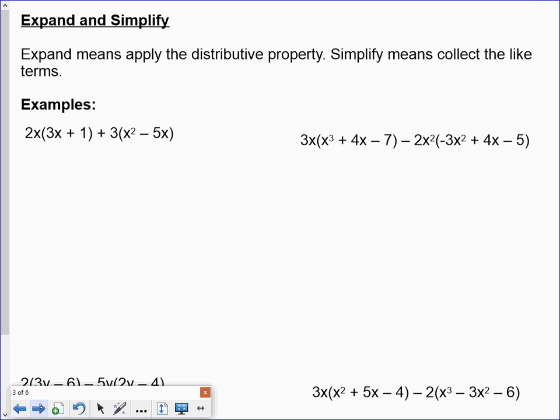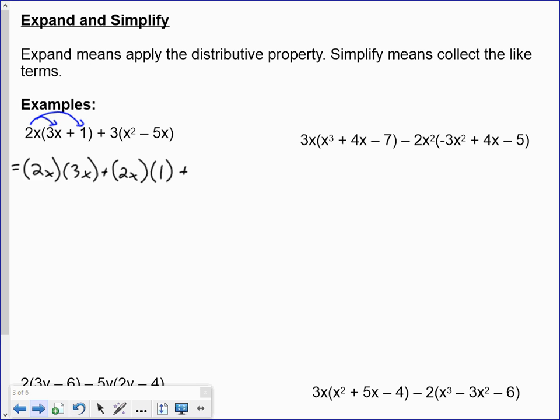We've got 2x times 3x plus 1. Our distributive property is going to involve multiplying the 2x by 3x and the 2x times the 1. So just to write it all out, we're going to have 2x times 3x plus 2x times 1, plus 1 times 1.